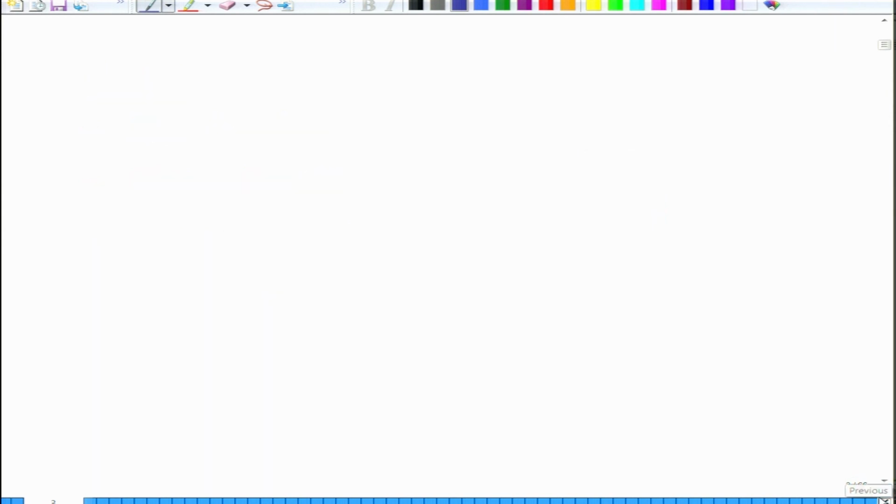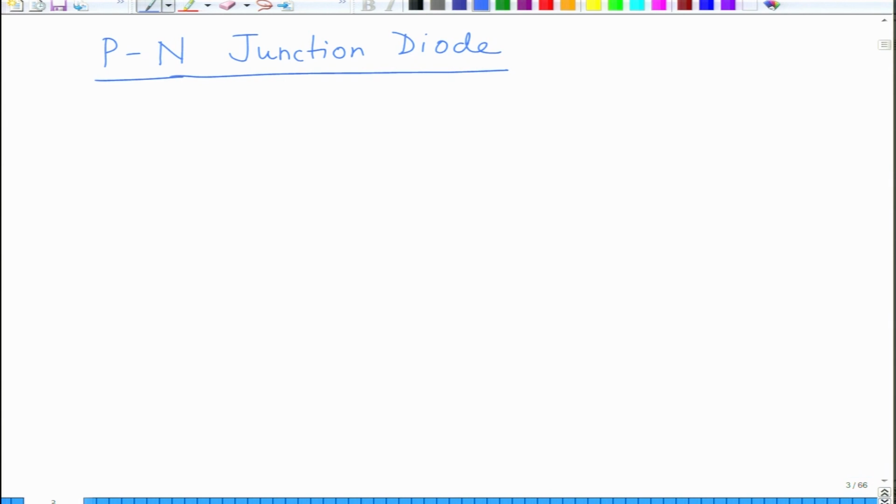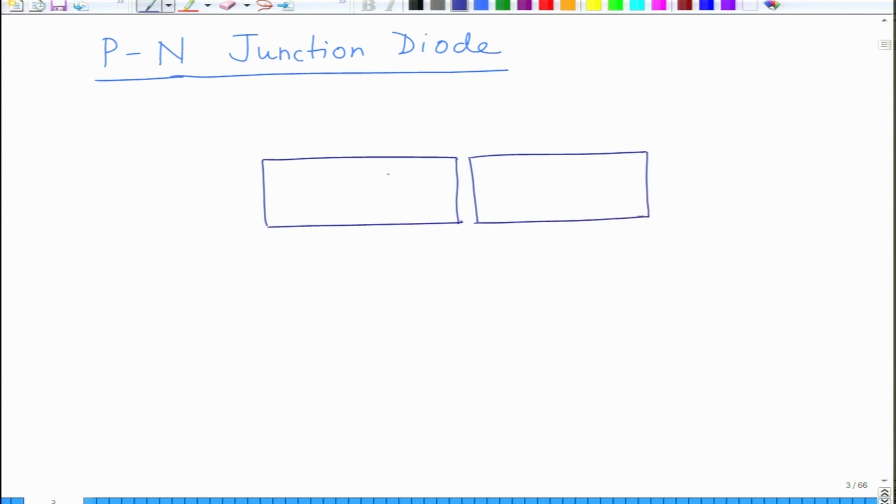Now we start with a new topic today, which is again essential to understand the p-n junction diode. And why we want to understand the p-n junction diode is because a solar cell is nothing but a diode, and a diode is built on what we call a p-n junction. So what we have here is a p-type semiconductor and an n-type semiconductor of certain thickness. So this is p, this is n, and they make a diode when you join them together.